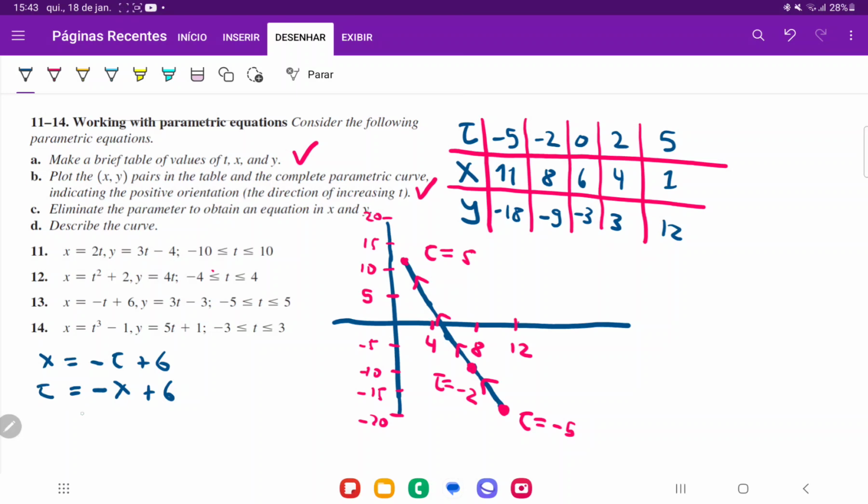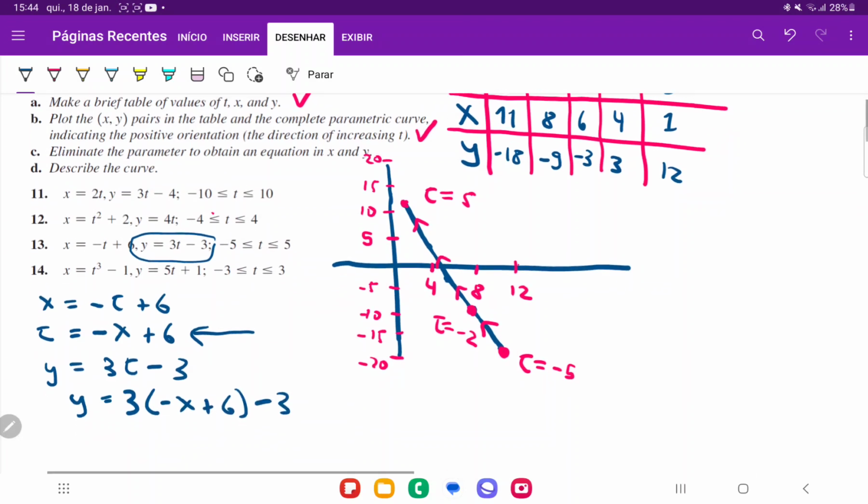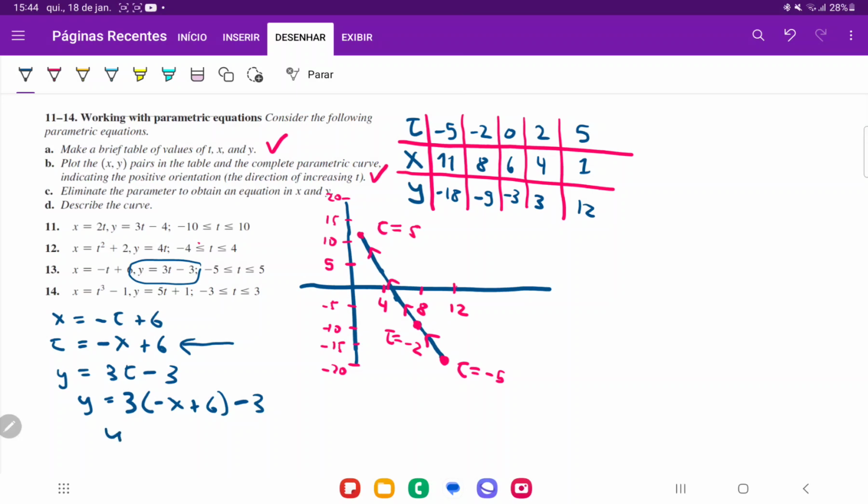Once I've isolated t, my equation for y is equal to 3t minus 3. So instead of t, I'm going to plug in the value of t as a function of x. So y is equal to 3 times t, and t is -x plus 6, and then -3. Then we have to simplify this a little bit further. So y is equal to, I'm going to distribute the 3, -3x, and then 3 times 6, 18. 18 minus 3 is 15. And this here is our parametric curve, expressed in Cartesian coordinates.